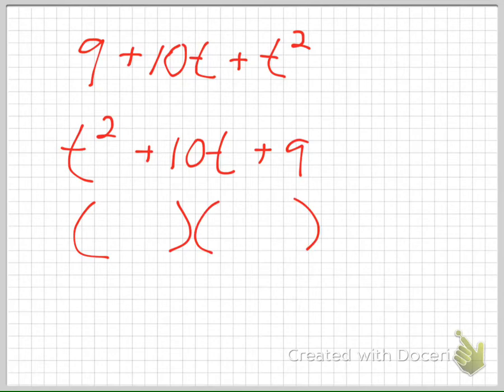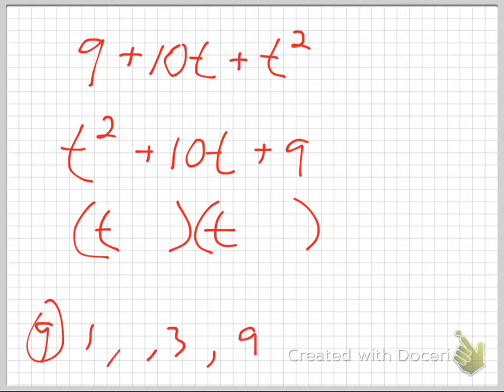So now, what are these first two things going to be? T and T, right? Two T's. And the last one's going to multiply to 9 and add to 10. That's weird. So the factors of 9 are 1 and 9 and 3 and 3. Agreed? Okay, so it's either 1 and 9 or 3 and 3. Which ones multiply to 9 and add to 10? 1 and 9. So plus 1 plus 9.